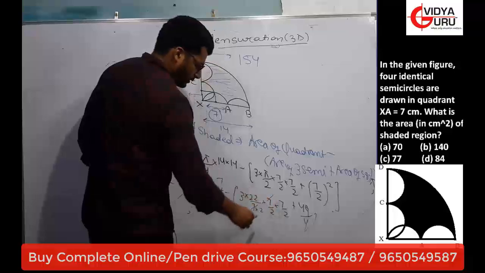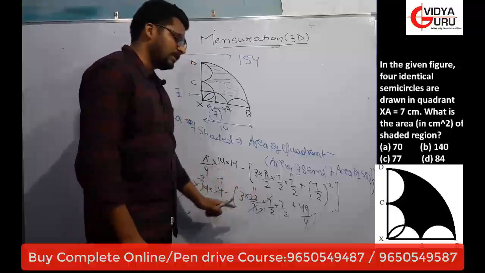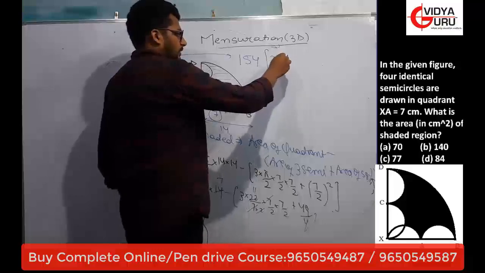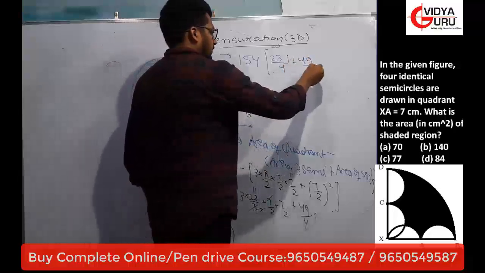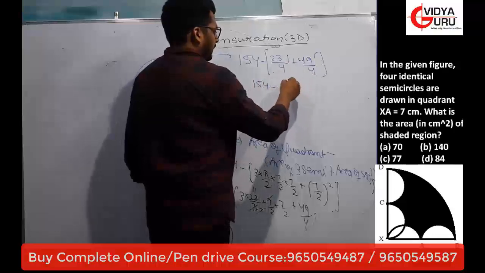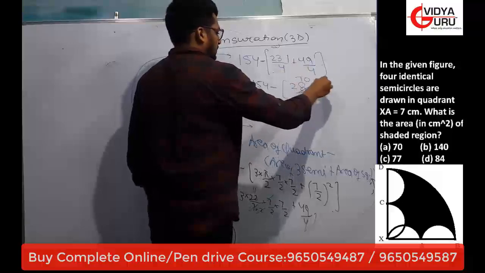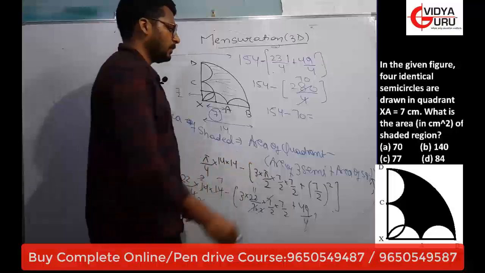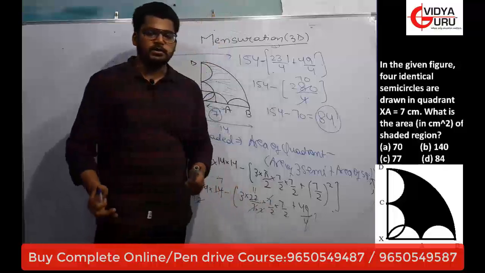7 will be cancelled out, this 2 will be cancelled out from this. So what will be left? 7 11 77, 3 7s are 21, and 3 7s are 21, 2 33 31 by 4, and that will be equal to 49 by 4. Minus 154 minus this will form what? 9 1 10, 4 5 6 7 8, 280, so minus 70. What will be the area of the shaded region? 154 minus 70, which will be equal to what? 84. 84, which is option number D.